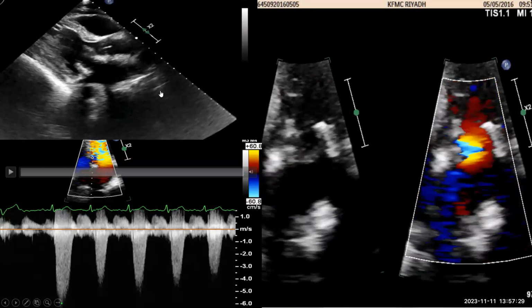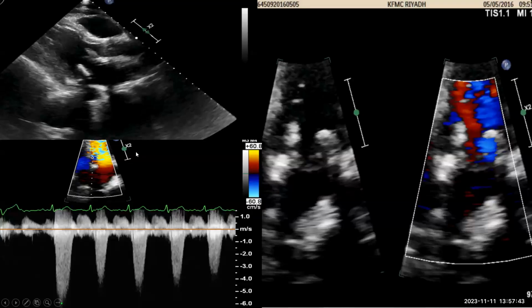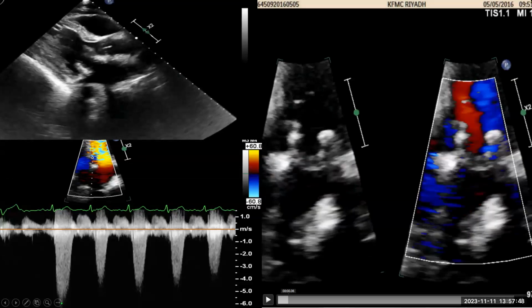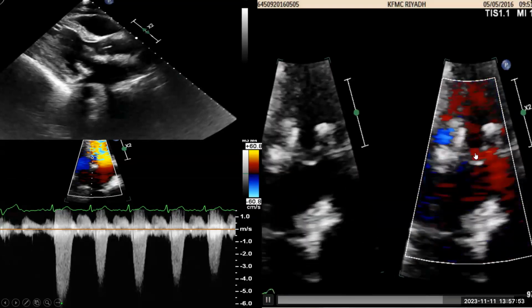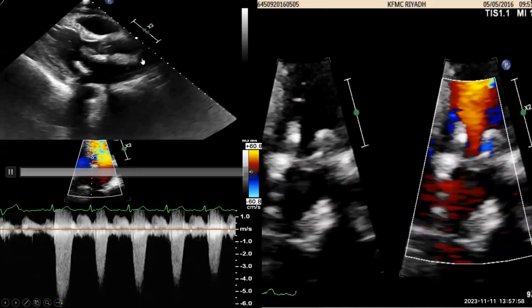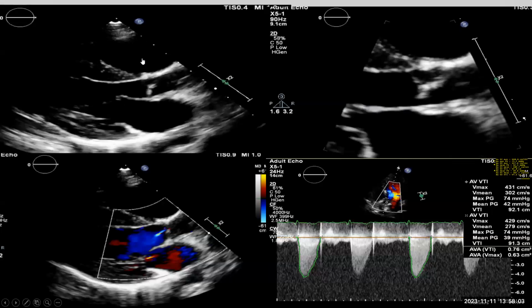So the answer here is mitral valve replacement, tissue valve. We don't have regurgitation. And you can mention, if you don't know another answer, that this is well functioning. Because why? I cannot see any regurgitation here. And there is no significant flow acceleration. So that means likely a well functioning mitral valve. And we have LVOT obstruction, and we have a mass here. You can pick up this is just thrombosis or vegetation. Okay, next.